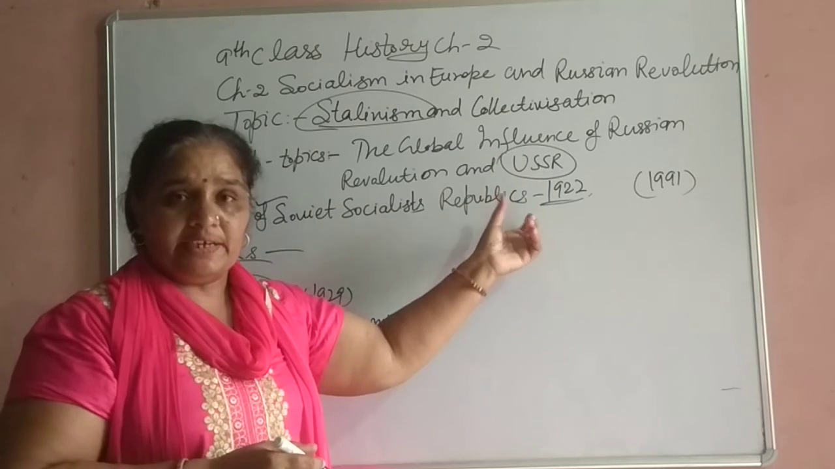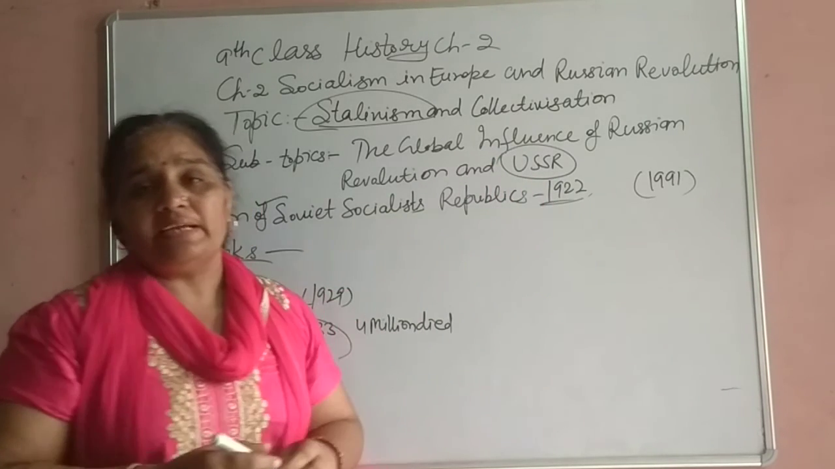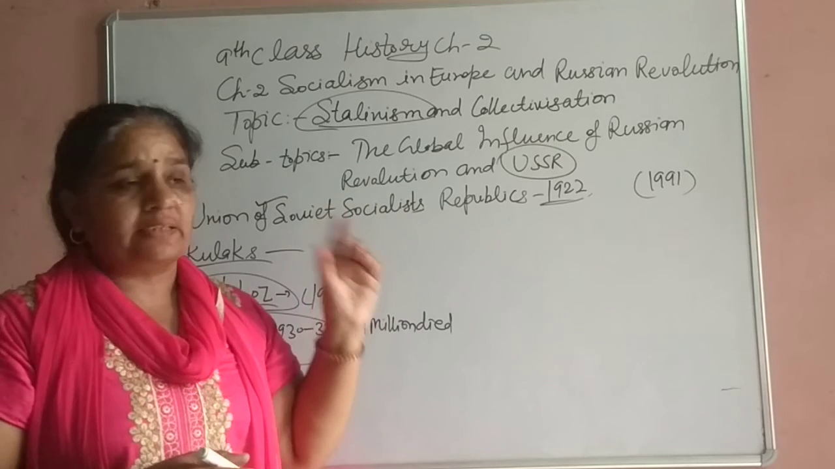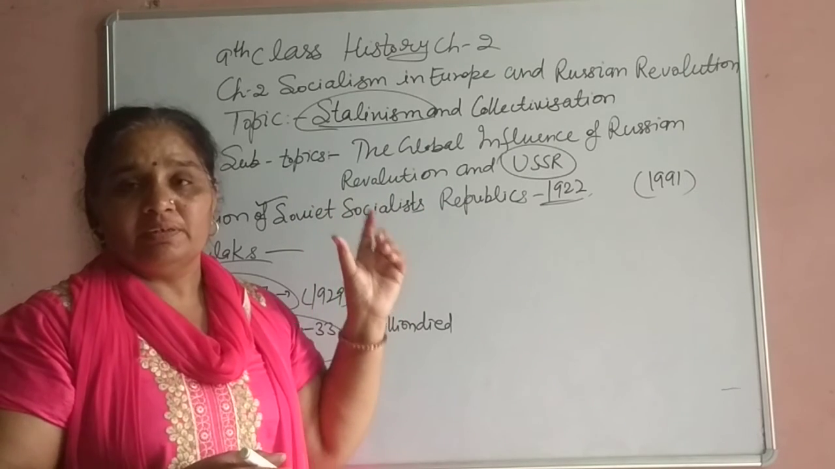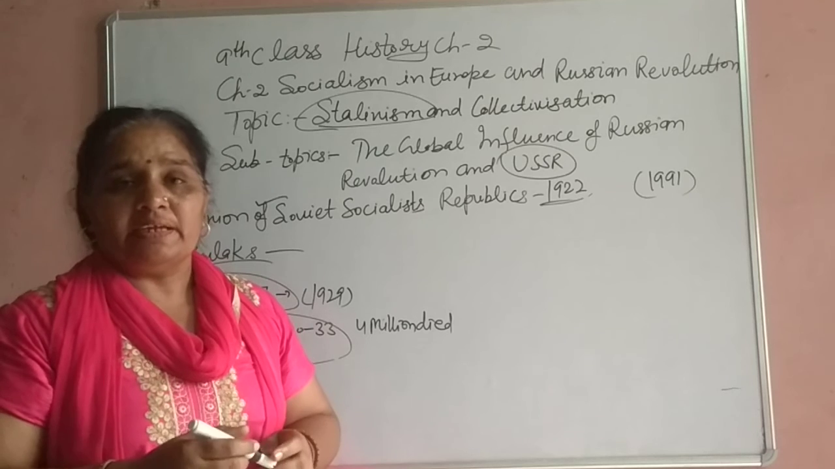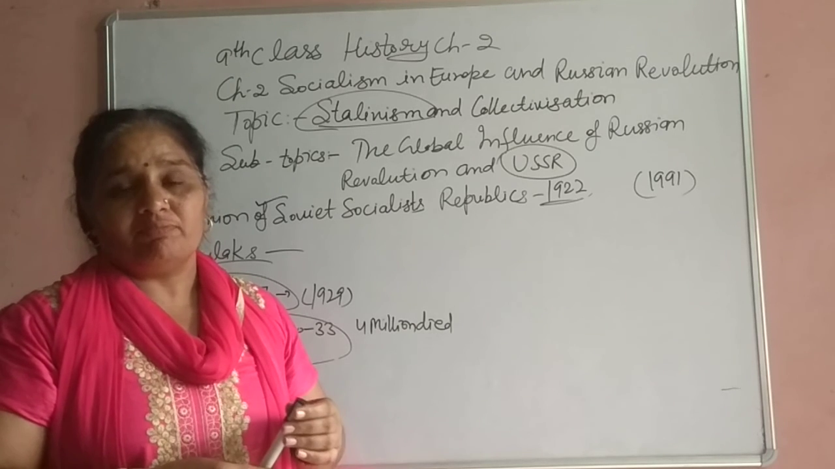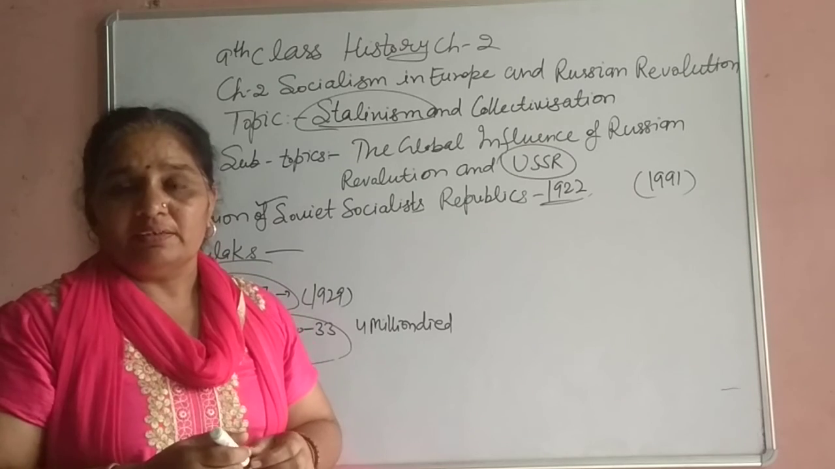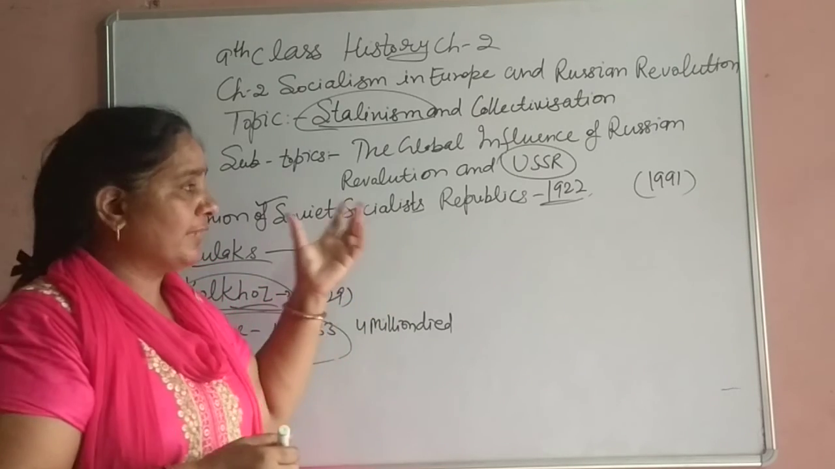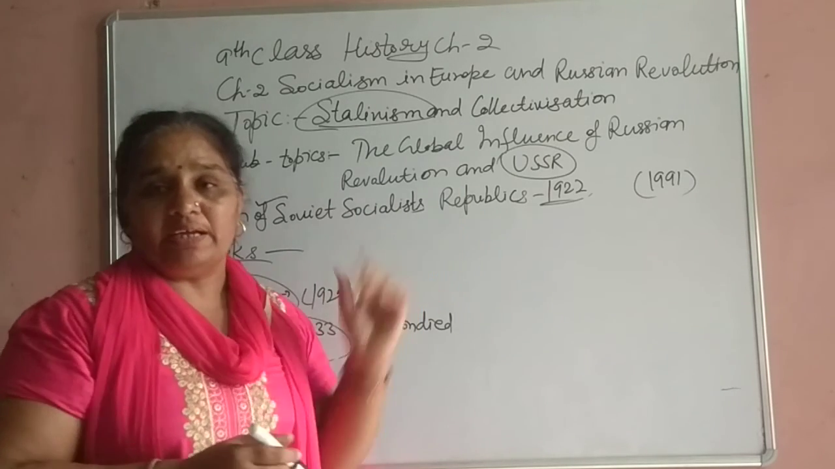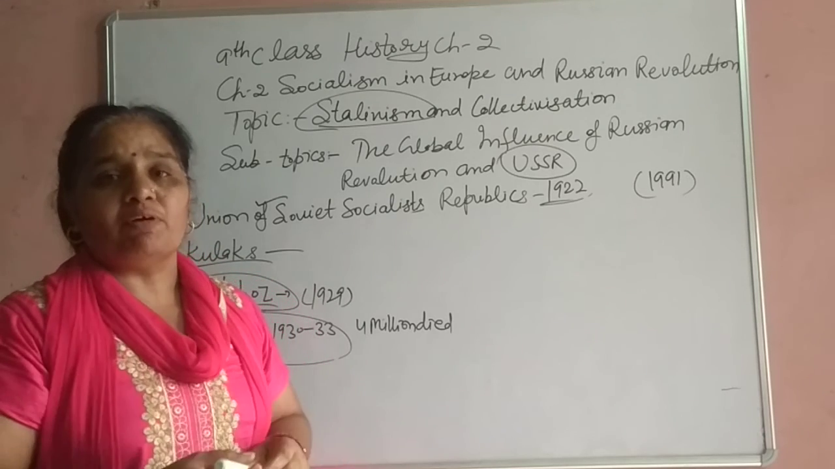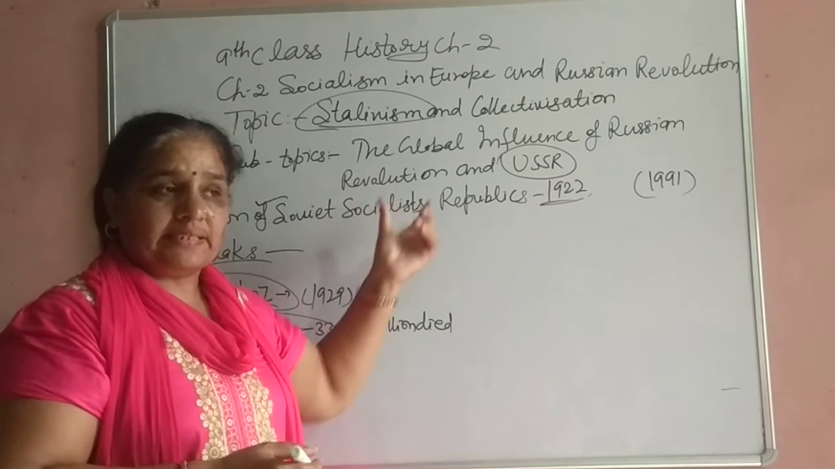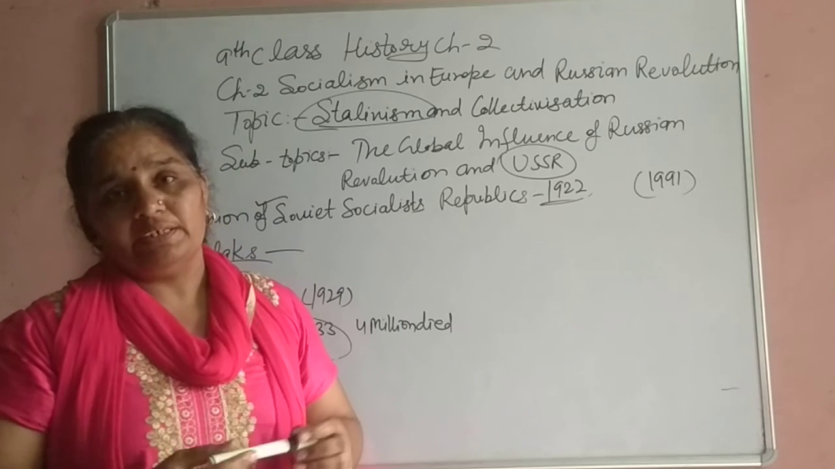So, from 1922 to 1991, within about 70 years, Russia became a powerful country of the world. Here, two important countries in world history up to 1991 were the USA and Russia. The US was in favor of capitalism and Russia in favor of socialism. With the help of Russia and the ideology of socialism, a communist government was established in China in 1949.